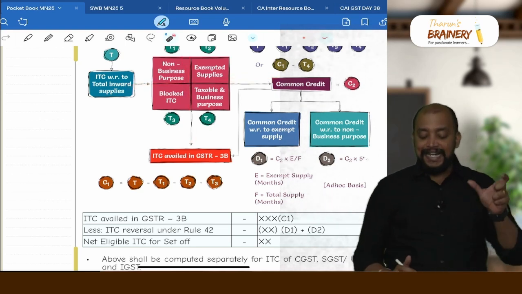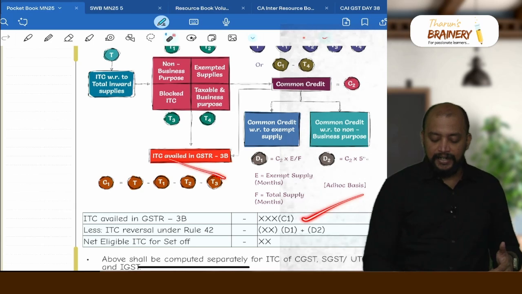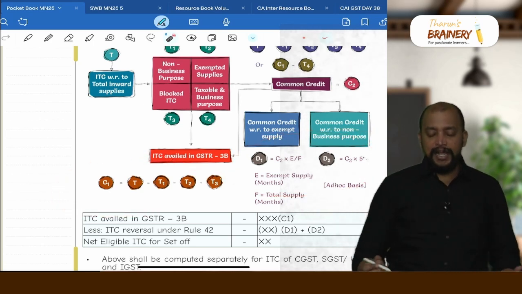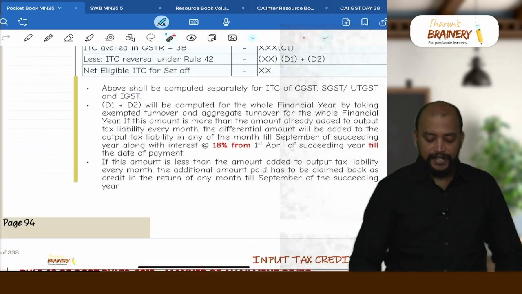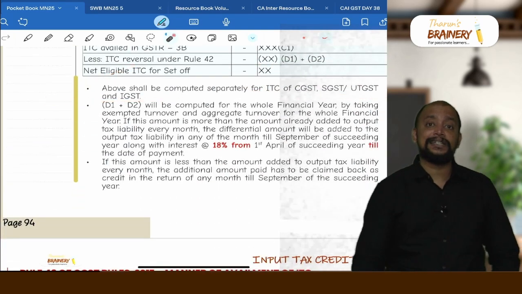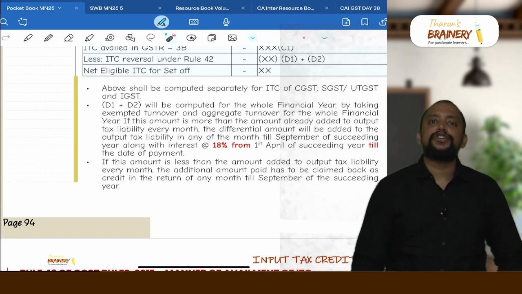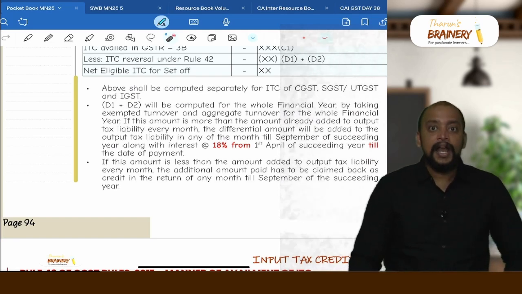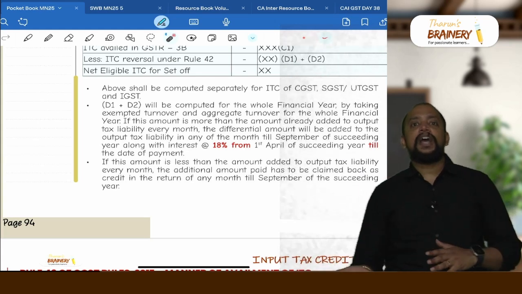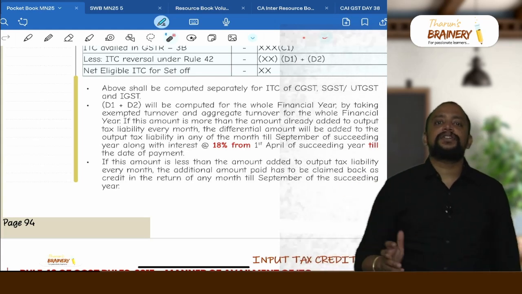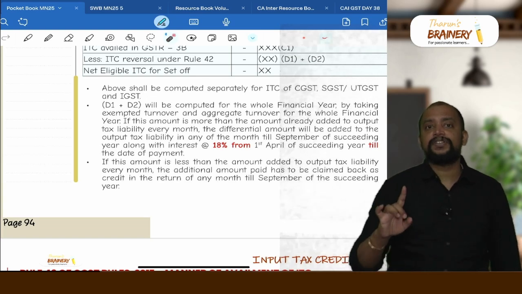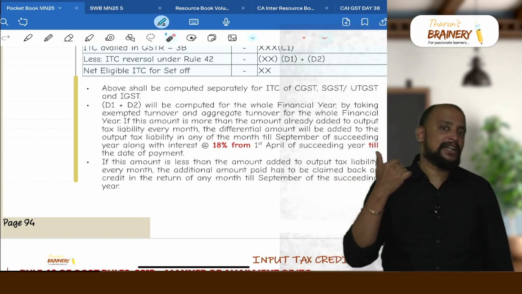Now what is the ITC availed? ITC availed is C1, and the ITC reversed is D1 and D2. The remaining is called net eligible ITC for set off, and this should be computed separately for CGST, SGST, IGST. Again this computation needs to be done at the end of the financial year, and if what we need to reverse at the end of the financial year is more than what we have already reversed, then the differential amount we need to pay along with interest at the rate of 18% from 1st April of the succeeding financial year.